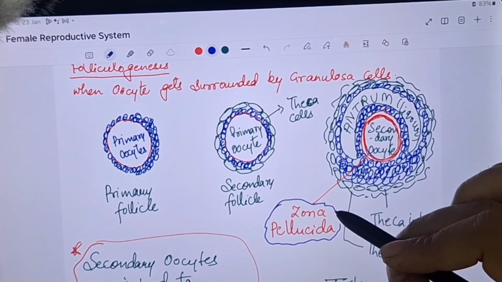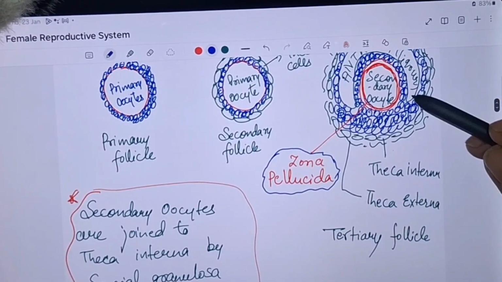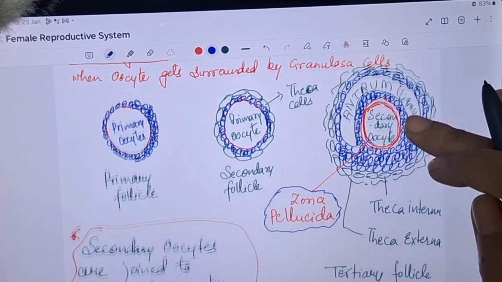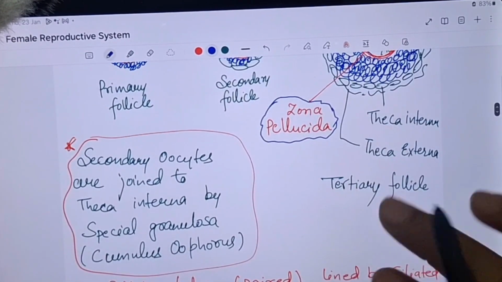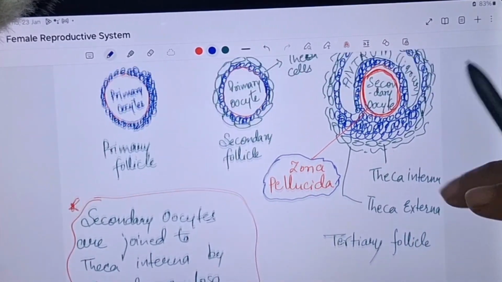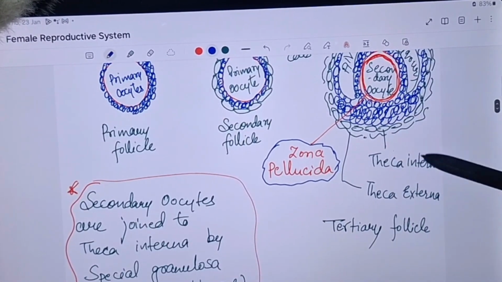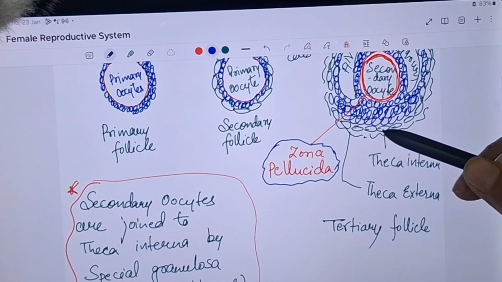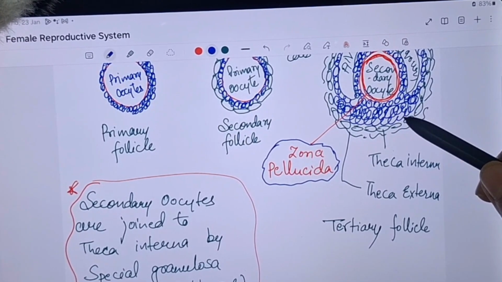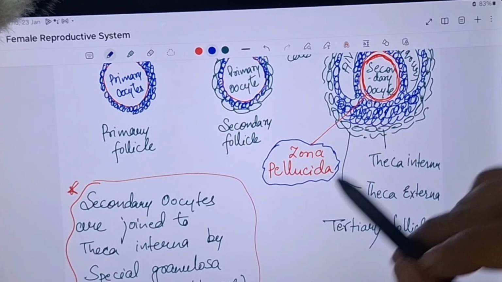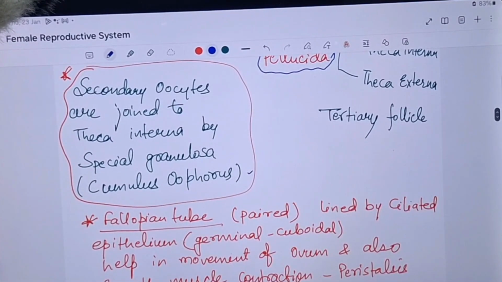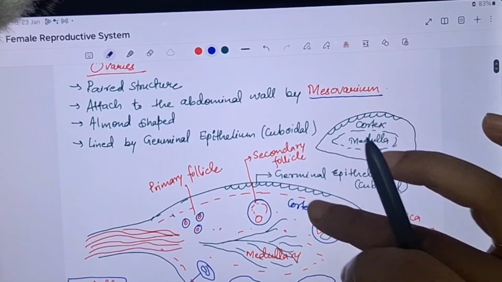So you can understand, there are different layers. So this structure represents the tertiary follicle. Here one important point you should know, that the secondary oocyte is joined to the theca interna, which is the internal layer, by special granulosa cells which are called the cumulus oophorus. Okay, so we are through with the ovary.